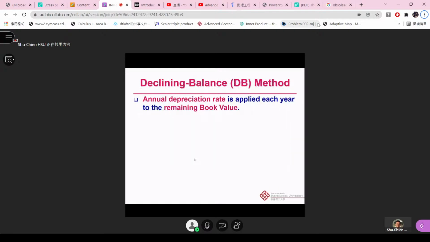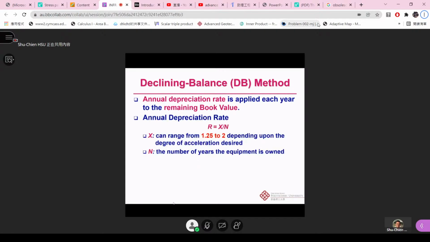And then another method that we're going to introduce is called declining balance, the DB method, where the annual depreciation rate is applied each year to the remaining book value. The annual depreciation rate R is equal to X divided by N. But the X can range from 1.25 to 2, depending upon the degree of acceleration desired.